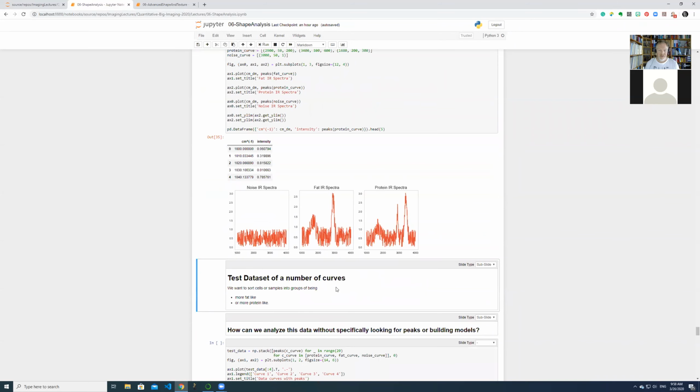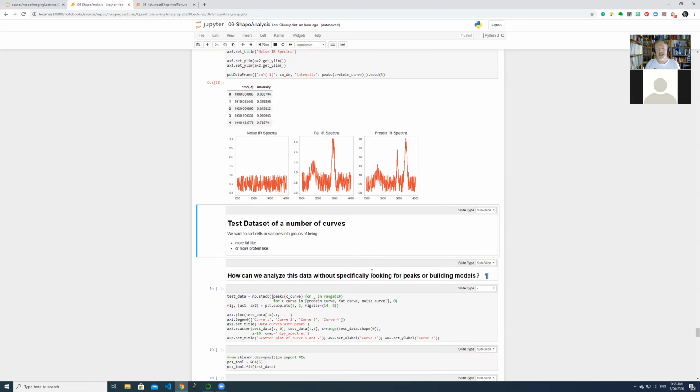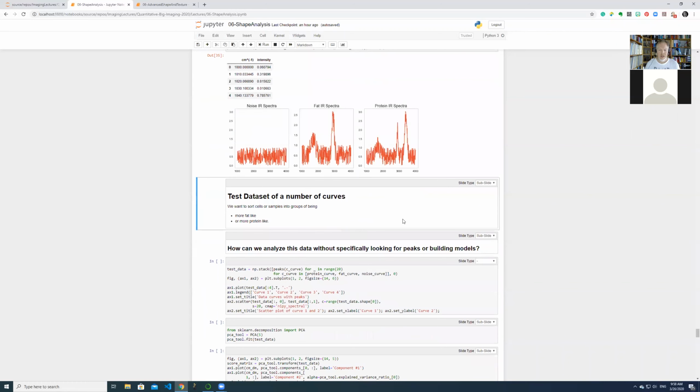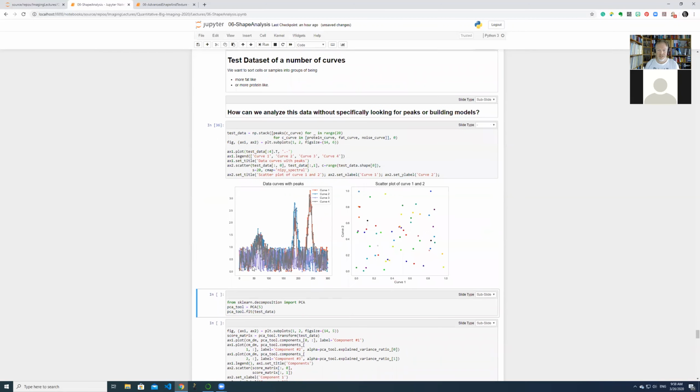So what we want to do now is to test what kind of value we have, what kind of spectrum we have in the data. Is it more fat-like, or is it more protein-like, or is it just some kind of noisy something? So now we want to analyze this in a good way. And the first approach would be just to look at the curves. We have many very noisy curves. It's very hard to tell what each curve actually shows.